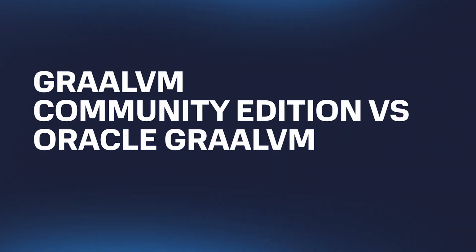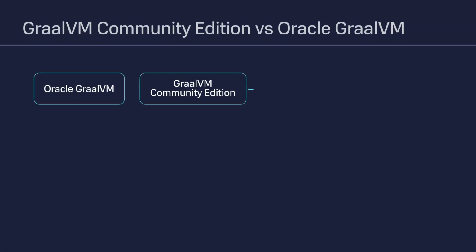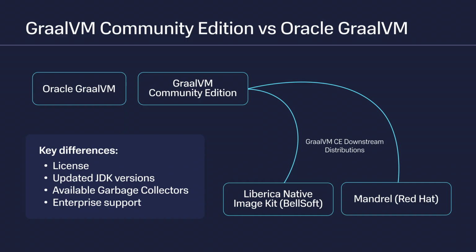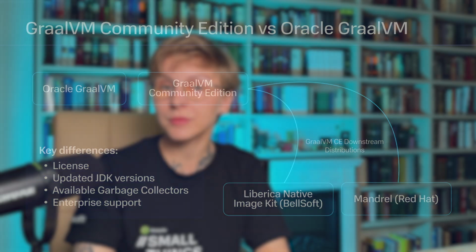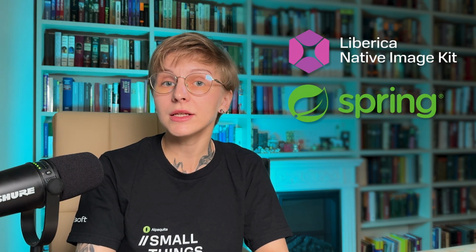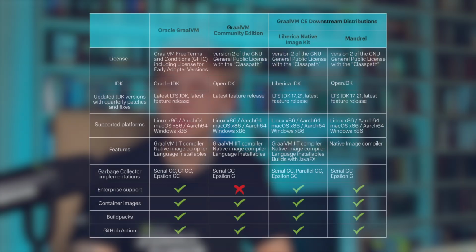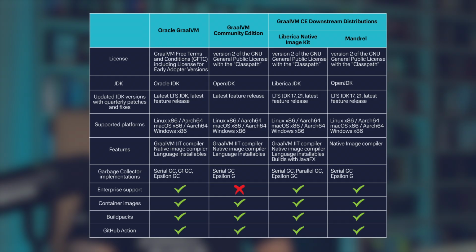And now, as promised, what is the difference between GraalVM distributions? Cut to the chase. GraalVM community is free, open source, and is suitable for most use cases. Oracle GraalVM offers more optimizations, but it may not be free in some cases. Please read the license carefully. Plus, there are two downstream distributions of GraalVM Community Edition: Liberica Native Image Kit by Bellsoft and Mandrel by Red Hat. Liberica Native Image Kit is recommended by Spring and is used by default in Spring build packs. It also provides builds with JavaFX. Mandrel includes only the native image part and is optimized for Quarkus.